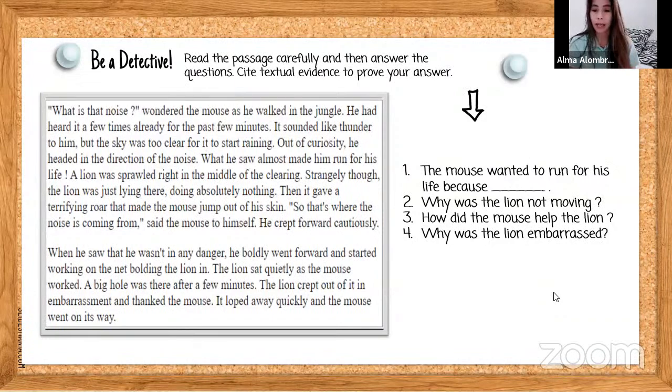Okay, can I see a hand who would volunteer to read the short passage? Somebody who can read very fast. Carla again? What others? Okay, Enriquez.